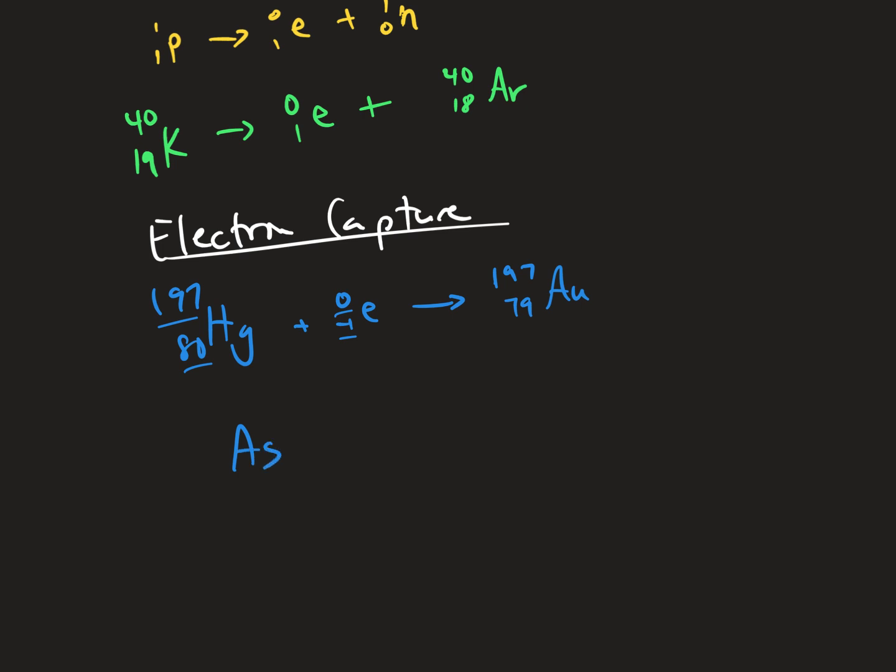Arsenic 73. What are we left with? This one's a little easier to do in your head because it's already set up, right? What's the top number? 73. What's the bottom number? 32. What's the element? Germanium. Good? Well, I wish chemistry was all this way, right? It's like, oh, I could do this.